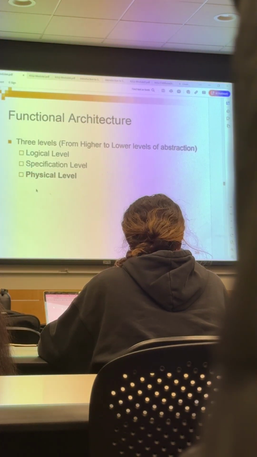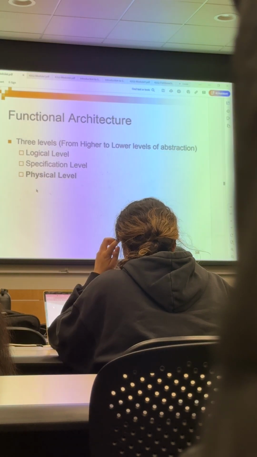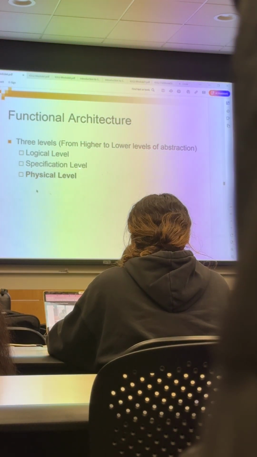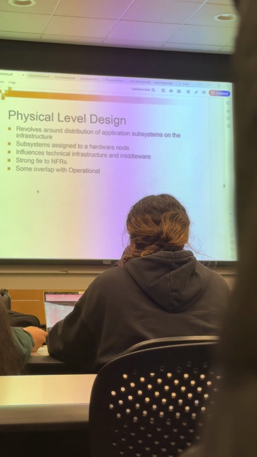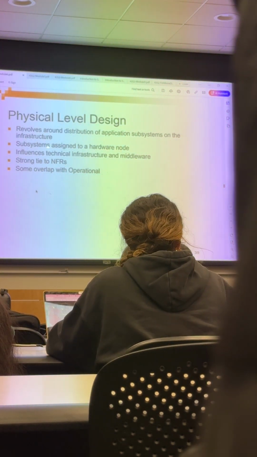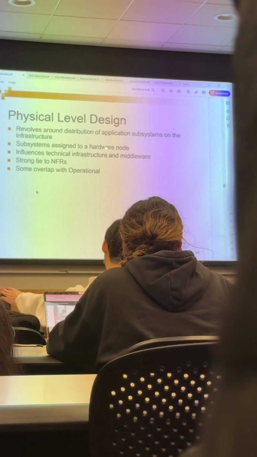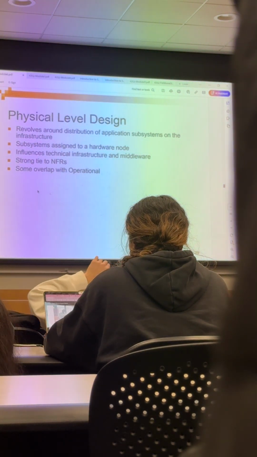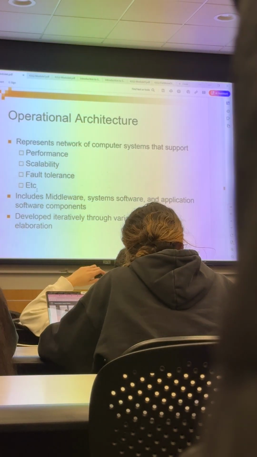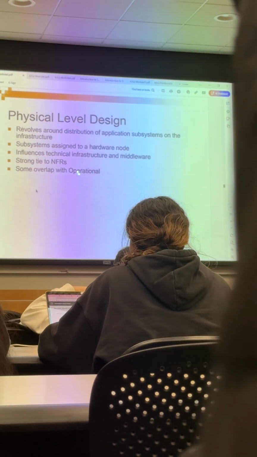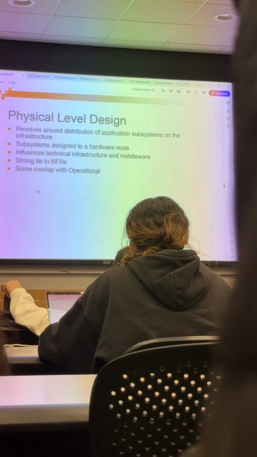Finally, physical level. Physical level is mapping to the... we've started with logical level, we've gone to specification level, lastly physical level. We talk in terms of operations, right? How do we take these subsystems and assign them to hardware? So this is the infrastructure that we need to design. So this is physical level design, deploying to nodes, which are hardware nodes.